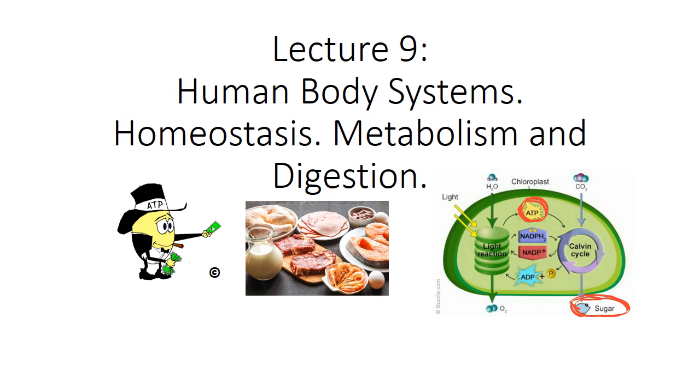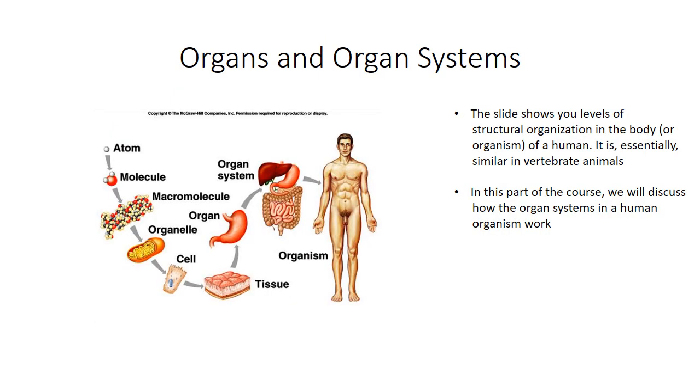Now, the living organism is always organized, right? Atoms form molecules, and especially macromolecules, very large molecules, form organelles, organelles form cells, then tissues are formed, and then organs and organ systems. On this slide you see, what organ do you see here in the center? It's a stomach, right? So then it is part of the organ system, which is called the digestive system. We will talk about it a little bit more today.